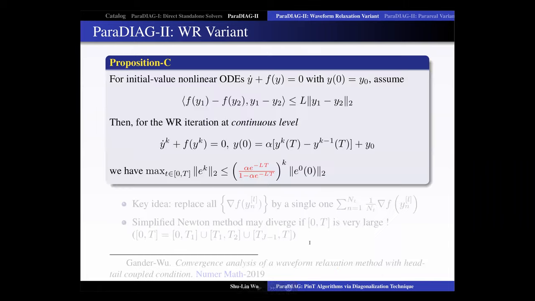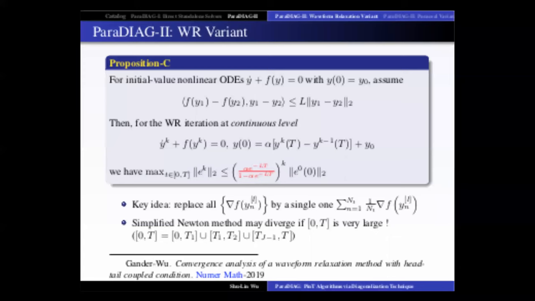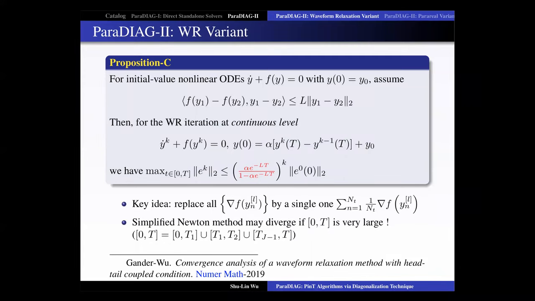If the nonlinear function f satisfies some one-sided Lipschitz condition, then the waveform relaxation iteration converges with a factor like this. You see, the convergence factor becomes smaller and smaller if alpha becomes smaller and smaller. So the key idea is to replace all the sub Jacobi matrices by a single one. This idea is not always possible because the simplified Newton method may diverge as the length of the time interval is very large. So in practice, we need to split the whole time window into several pieces, and then we do waveform relaxation on those sub time windows one by one.